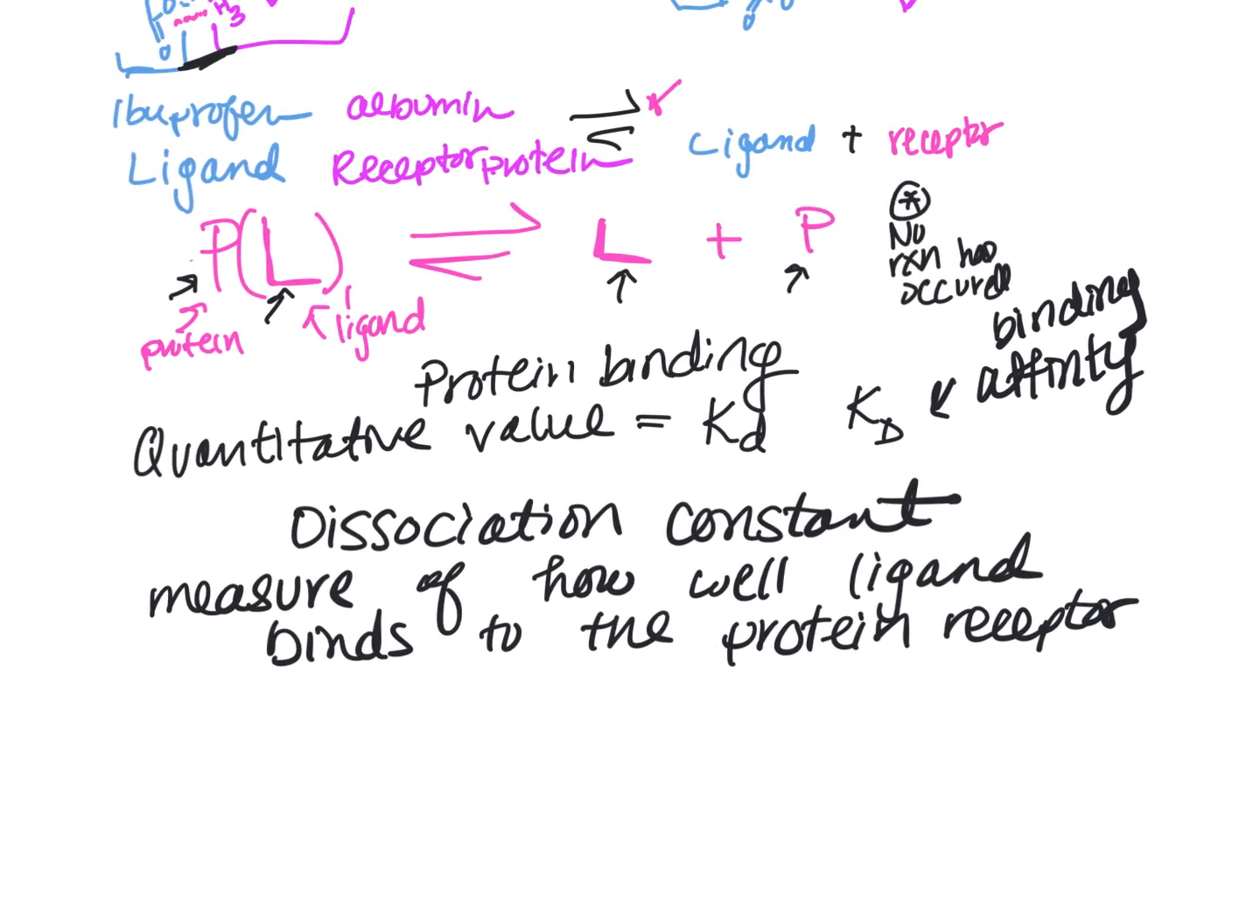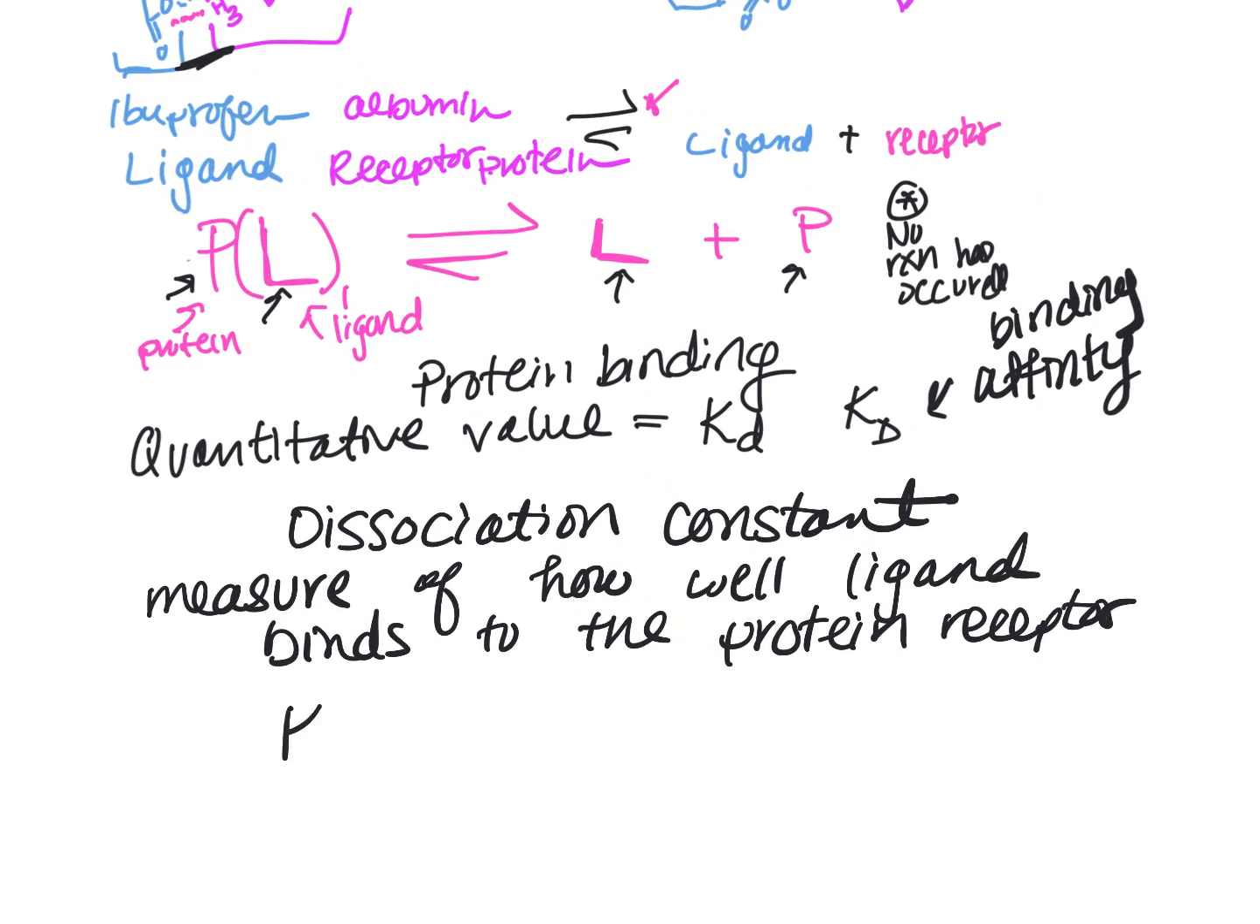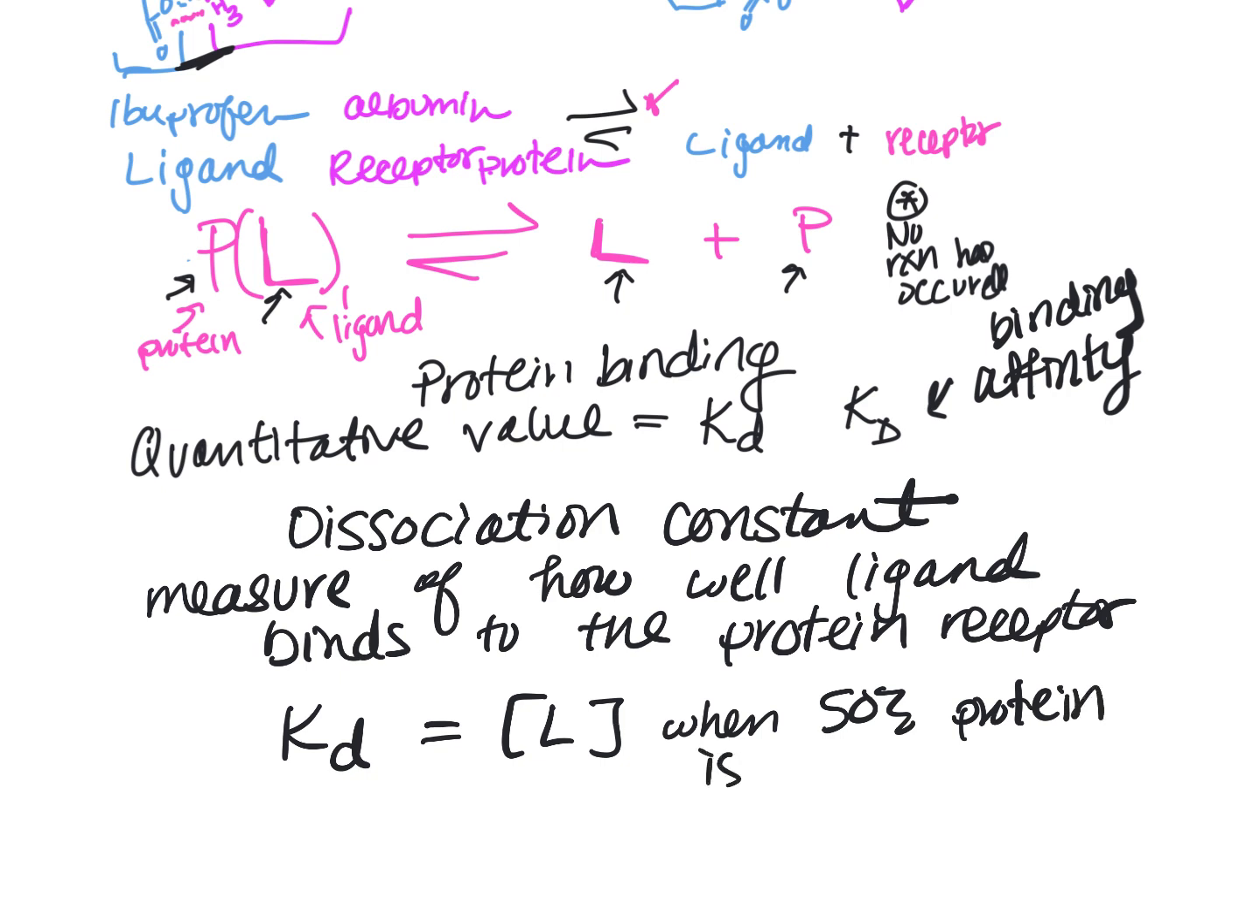Okay, numerically, KD equals the concentration of the ligand when 50% of the protein is bound to ligand. Okay, that's what it means. This is the quantitative definition, and this is what that means. Like when you get the quantitative number, the interpretation of that number is how well the ligand binds to the receptor. Okay, so now we're going to do some examples.